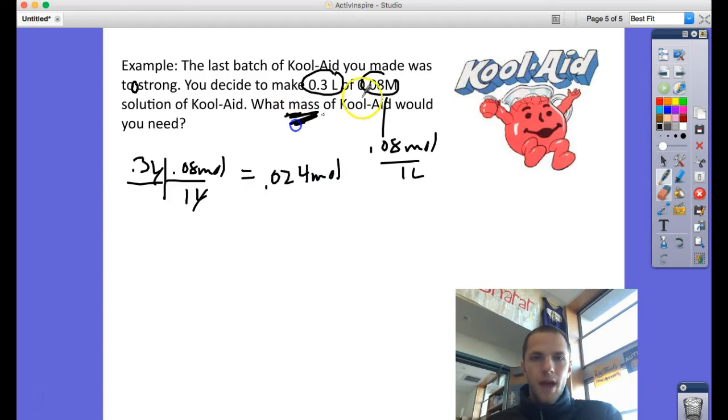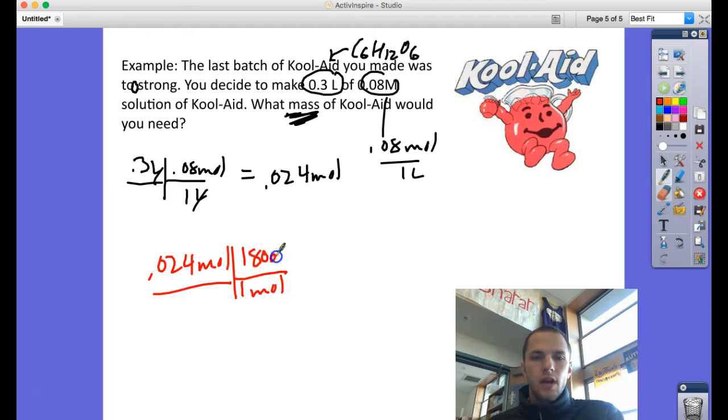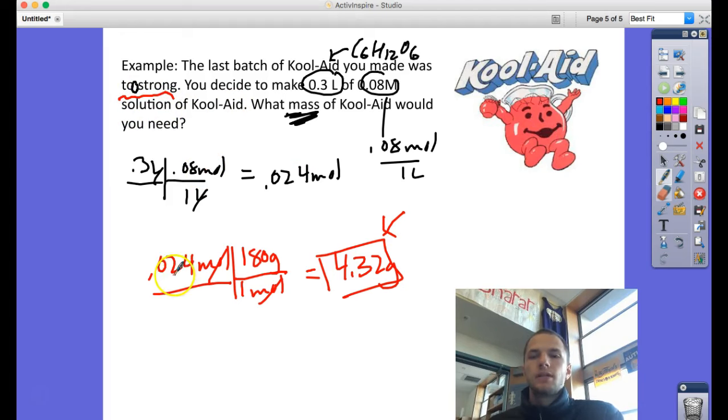But the problem is asking for mass. And again, it's Kool-Aid again. It's the same molecular formula, C6H12O6, as before. One thing I probably could have given you in the problem, but you can recognize too. So I take 0.024 moles, and I know that 1 mole of Kool-Aid has 180 grams. So if I multiply 0.024 times 180, this would be 4.32 grams of Kool-Aid, which is less than what I made before. So that's one way I can check. If I put less Kool-Aid in, it probably will not taste as strong. So this number seems to make sense.